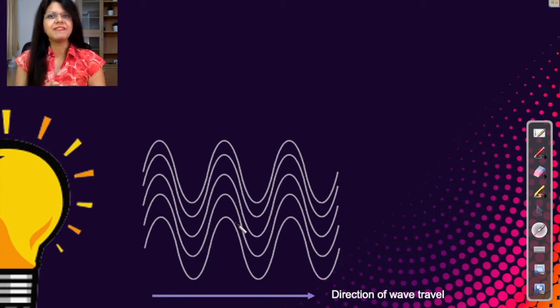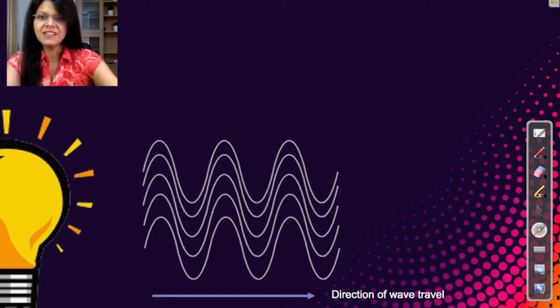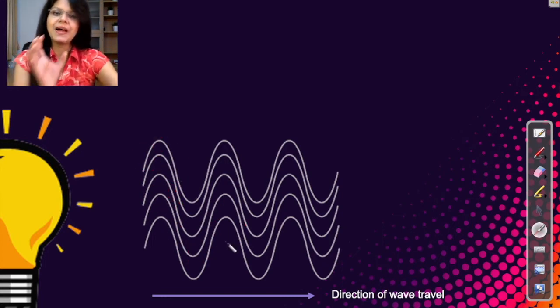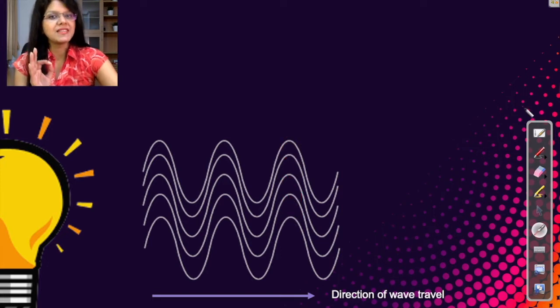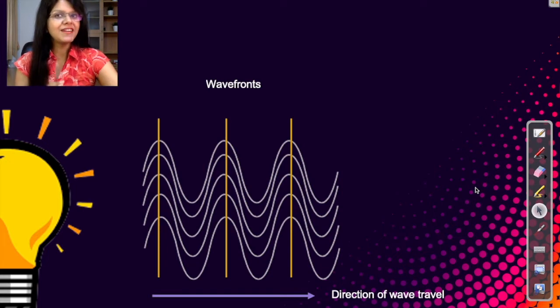Now imagine, wave fronts are imaginary lines. You need to understand, wave is something which is actual. Wave fronts are imaginary lines, right? So the lines that you see here, the 5 curves, the 5 sinusoidal patterns that you see here, are your actual waves. If you draw an imaginary line which is joining all the crests, means the wave peaks, that is your wave front.